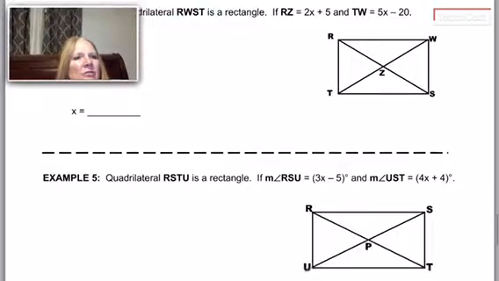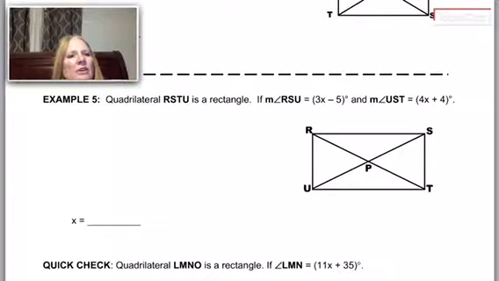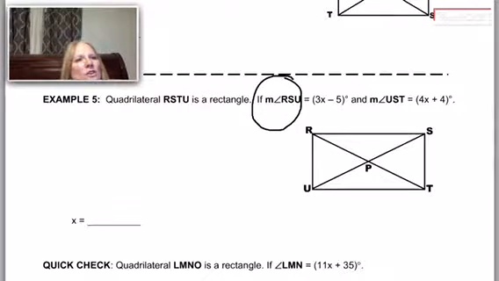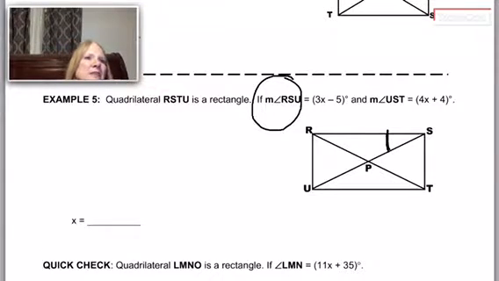Let's look at example 5, RSU. Now we're talking about angles again, okay? So be careful here. We're talking about angles. And RSU, so RSU is this little part right here. And that's 3x minus 5. And then they give us UST. So UST is this angle right here.